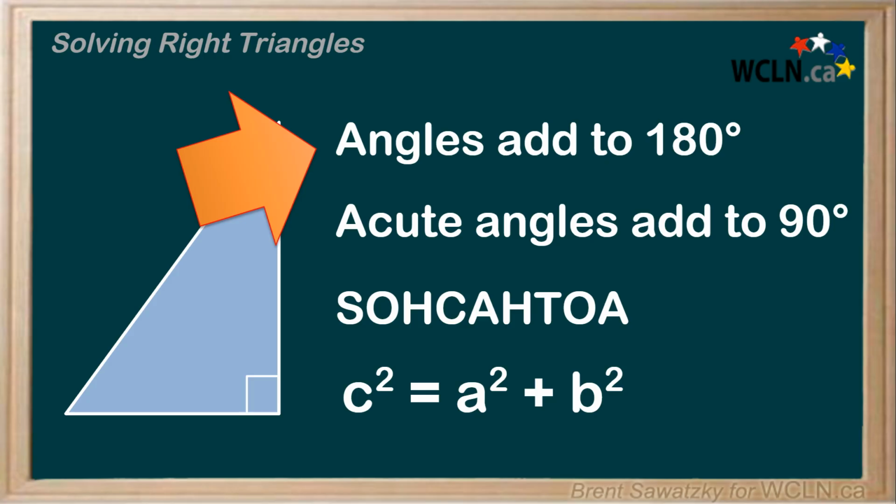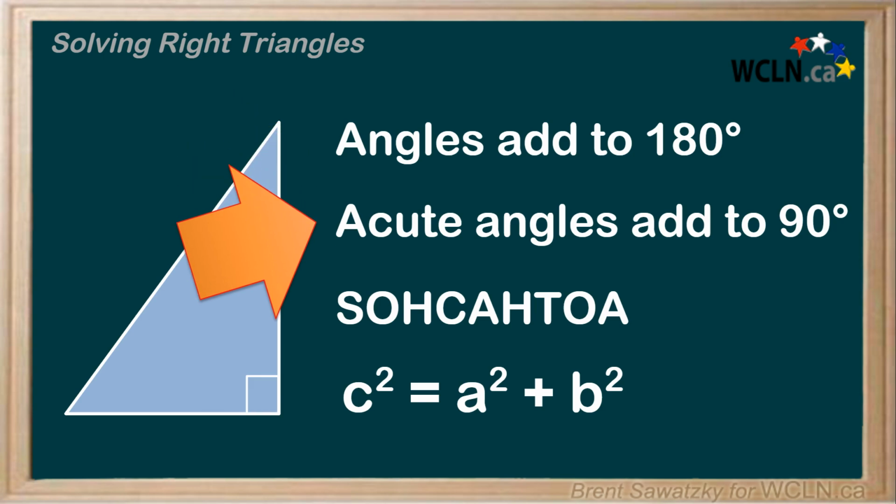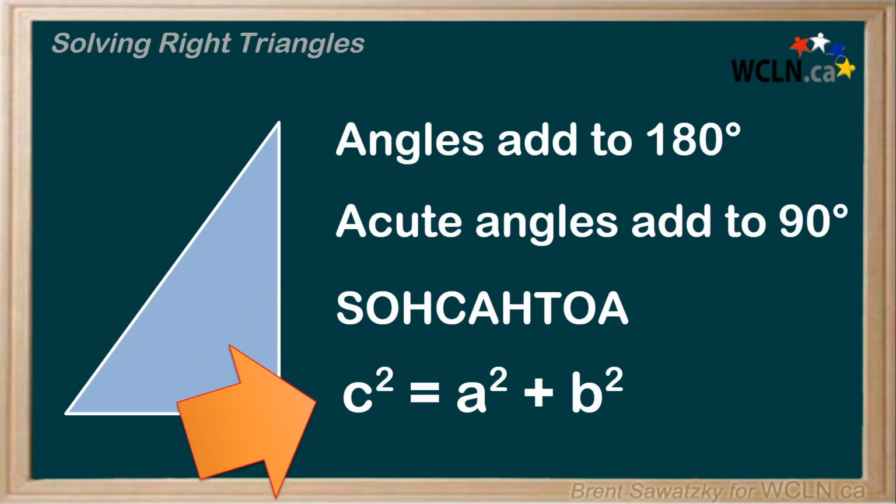Now, often we're told which angle is the 90 degrees, and so that one's done. And that means that the two other acute angles must add up to 90 degrees. We also have our trig ratios. Remember, SOHCAHTOA. And lastly, we have the Pythagorean theorem, or c squared equals a squared plus b squared.